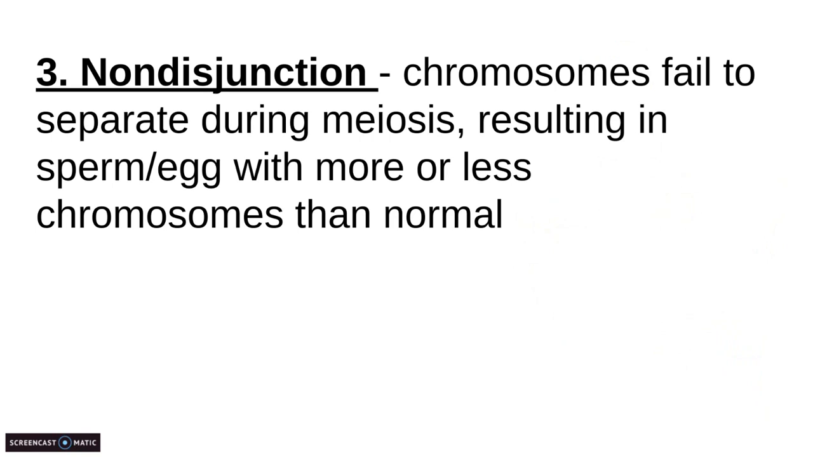Most of the time, the sperm and egg that have extra chromosomes or fewer chromosomes don't end up surviving. On some rare occasions, we do have some disorders. So some individuals can survive and be born, and there are some disorders, one of the most common ones being Down syndrome.